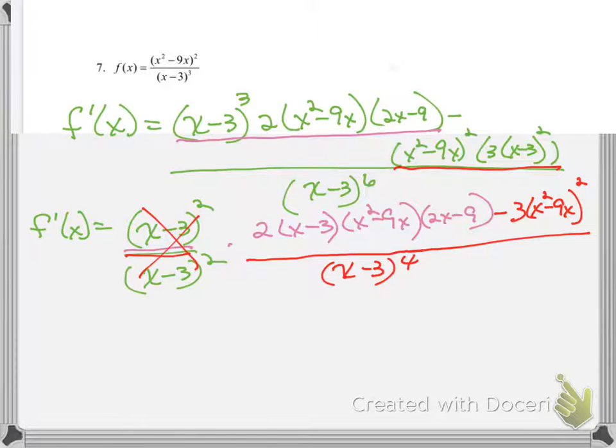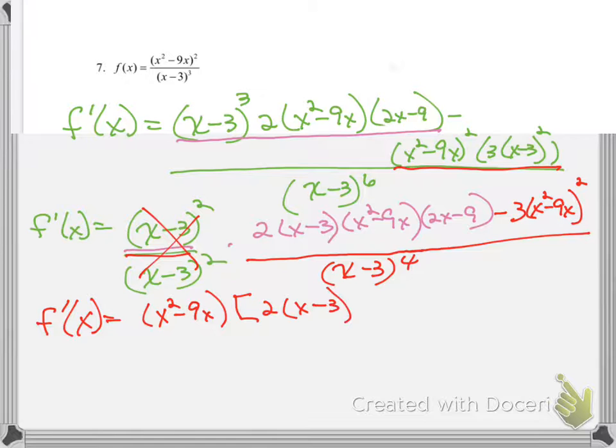Okay, that goes, and let's try to do a little factoring. So in the numerator, what do I have in common? Looks like I have an x squared minus 9x in common. So pull out the x squared minus 9x. And then I'm going to still need a 2 times x minus 3 times 2x minus 9. That is to get the first piece back. Okay, so now I'm going to get the second piece back.